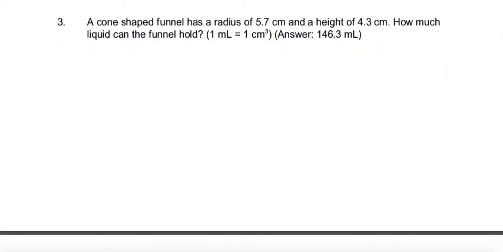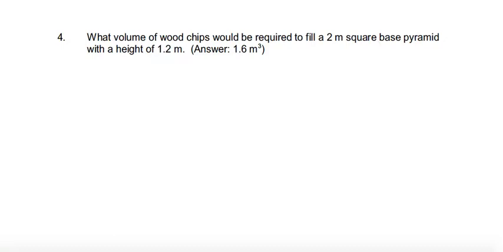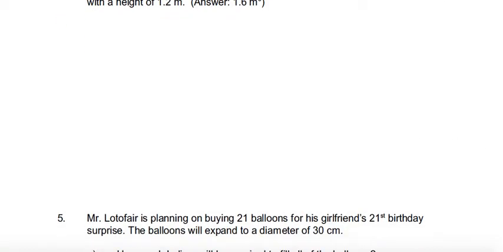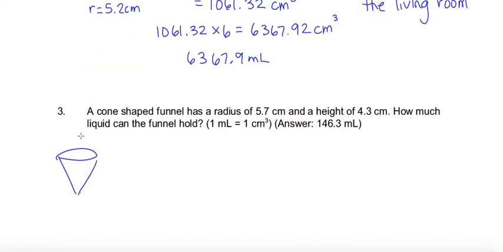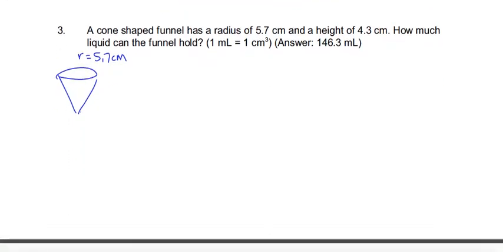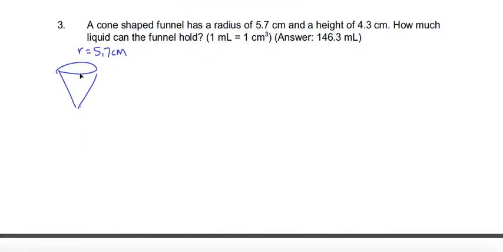Example number 3, a cone-shaped funnel. So we're going to start by drawing the shape of a cone. A cone-shaped funnel has a radius of 5.7 centimeters, and it has a vertical height of 4.3 centimeters. How much liquid can the funnel hold?